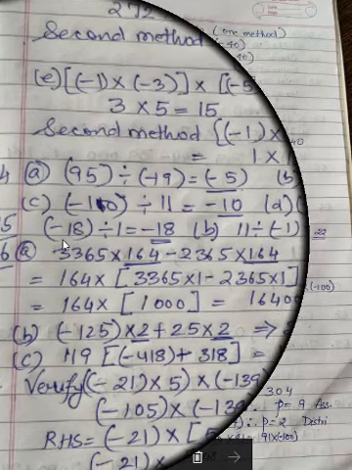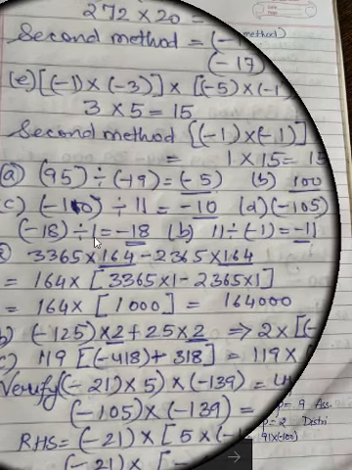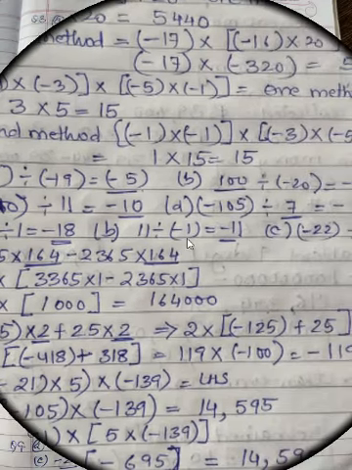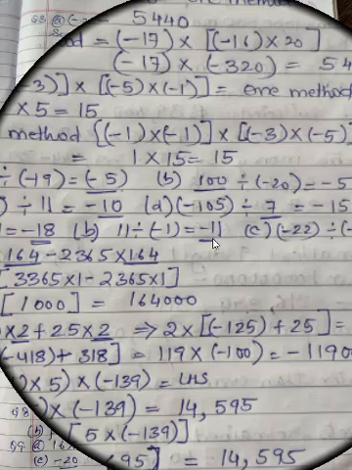Question number 5, minus 18 divided by 1. The same answer will be coming because an identity has been applied here. And 11 divided by minus 1 gives the result minus 11, because we are dividing it by minus 1.